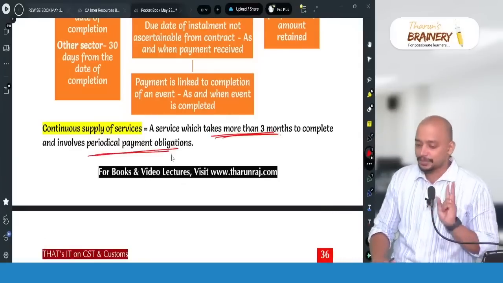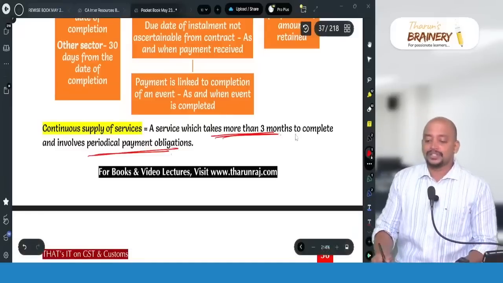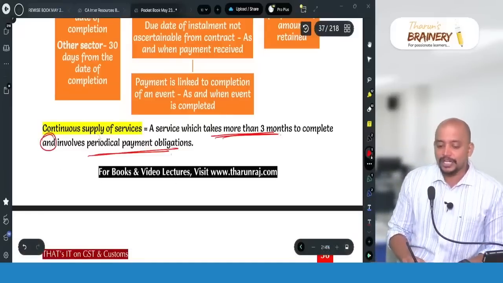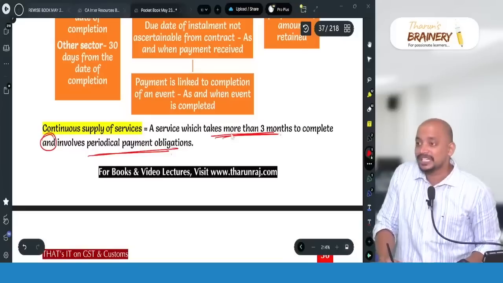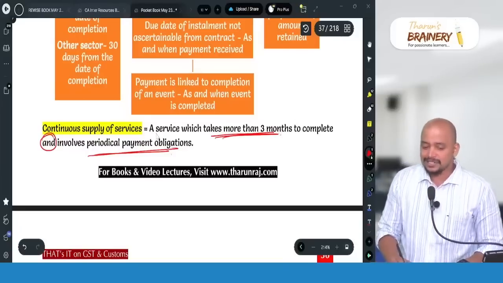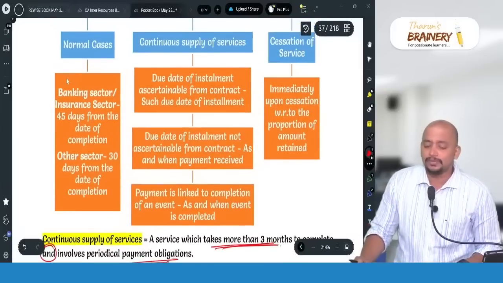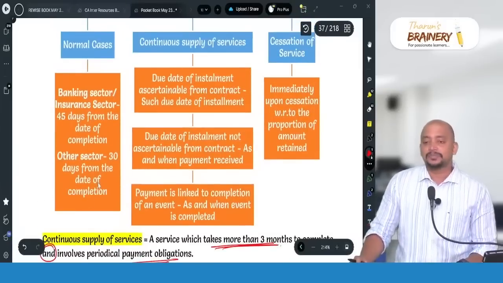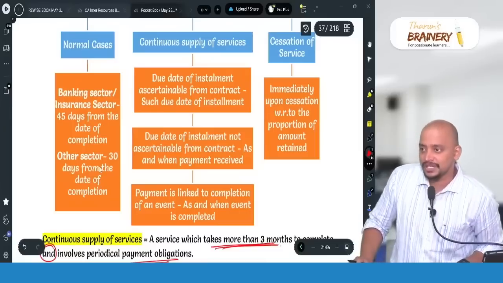Both the conditions should be satisfied. It should take more than 3 months to complete and it should involve periodic payment obligation. What if it takes more than 3 months to complete but the entire amount is received in a single payment? Then it is not a continuous supply of service, it will become a normal case. Then within 30 days from the date of completion or 45 days the invoice needs to be given.